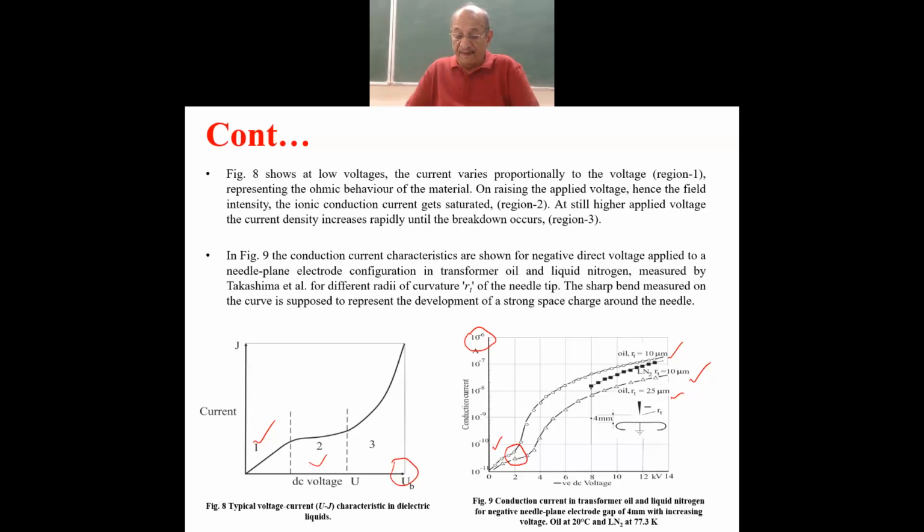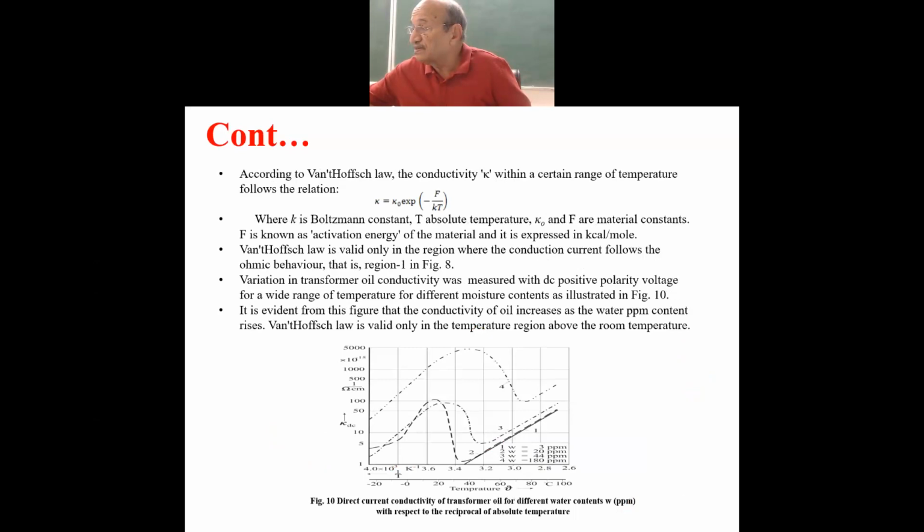So this has been measured for a constant gap distance of 4 millimeter between the needle and the plane with increasing voltage, and the oil temperature was kept at 20 degrees centigrade, and the liquid nitrogen at 77.3 Kelvin temperature. So this is how the conduction currents vary.